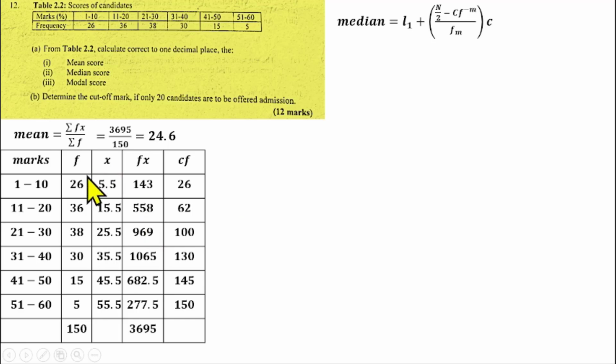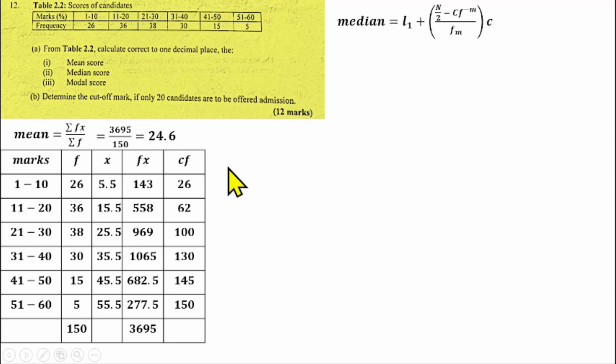I will come again. The first cumulative frequency is 26. 26 plus 36 will give us 62. 62 plus 30 will give us 100. 100 plus 30 will give us 130. 130 plus 15 will give us 145. 145 plus 5 gives us 150. And to know that your cumulative frequency is correct, the last number you get here must be the same as the sum of the frequencies you have here. So we have our cumulative frequency now.